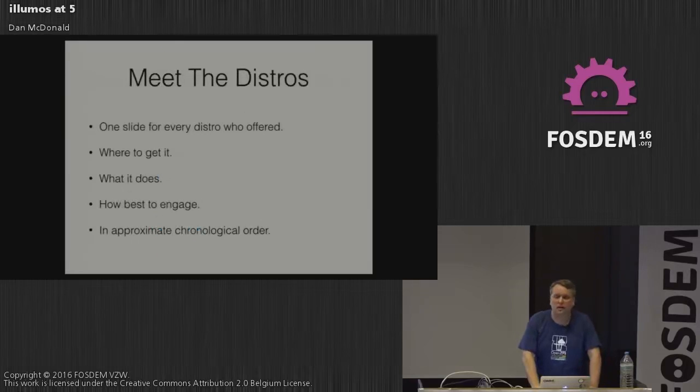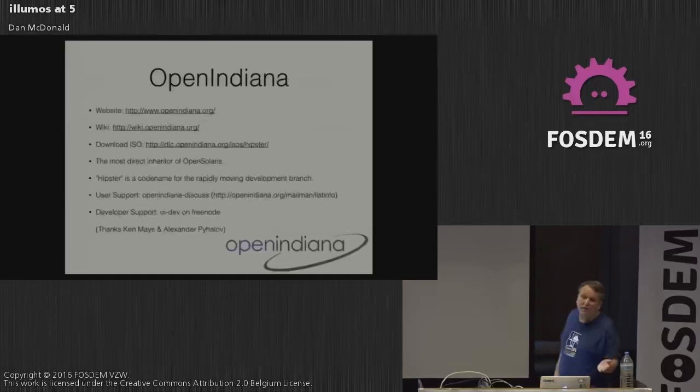So I'm going to give one slide for every distro offered. I'm not going to talk about the appliance distros until the end because they are commercial. So OpenIndiana, and if you download the slides that I put up, all these links should work. It's the most direct inheritor of OpenSolaris. For those of you who used OpenSolaris, OI will be an equally comfortable experience. The hipster branch is where all of the action goes on now. So you might hear people talking about OI hipster, and really that's what they're talking about, OI. The user support, there's a mail alias for it. They're on Freenode, and they're more than happy to help. We have a strong IRC presence in illumos.